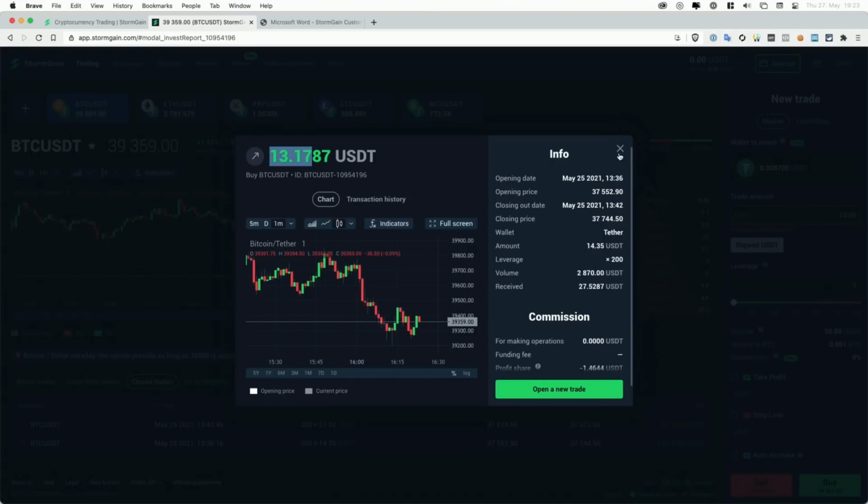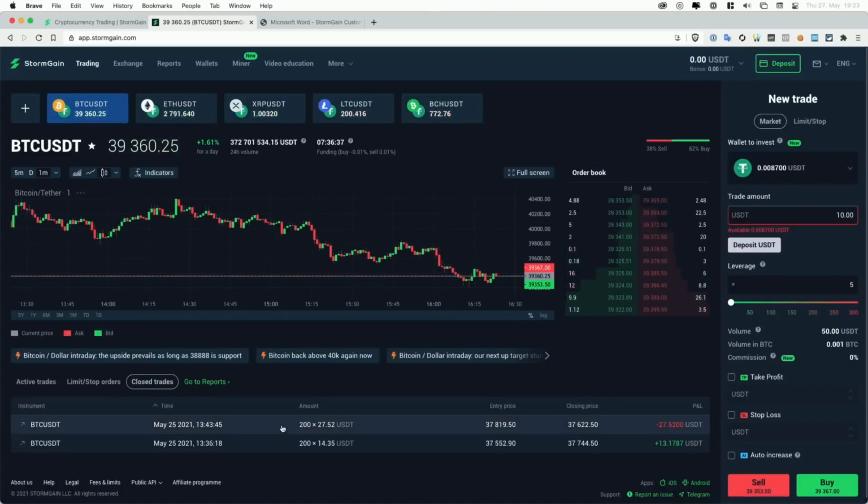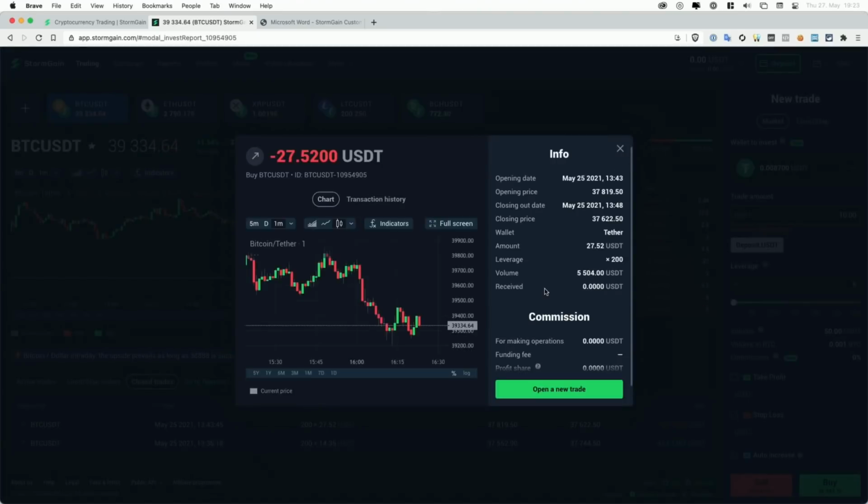However, I got a little bit greedy here and then opened another trade using my initial 14 point something USDT that I received from mining plus the 13 profit, and made another position for 27.52 USDT, again with 200 times leverage, because again I didn't notice that I can adjust the slider, and ended up losing those 27.52 USDT in also just a fraction of minutes, or in this case precisely 5 minutes.